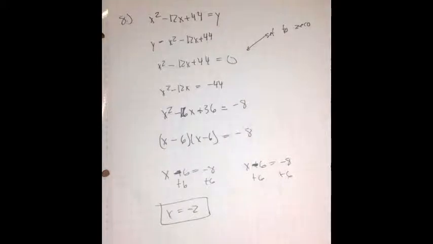Here we're solving this one by completing the square. So it's x squared minus 12x plus 44 equals y. So we set y to 0. So it becomes x squared minus 12x plus 44 equals 0. Then we add b over 2 squared to both sides. Sorry, so it becomes x squared minus 12x plus 36 equals negative 8. So then we factor that side. It becomes (x minus 6) times (x minus 6) equals negative 8. So x minus 6 equals the square root of negative 8. Then we just solve for x.